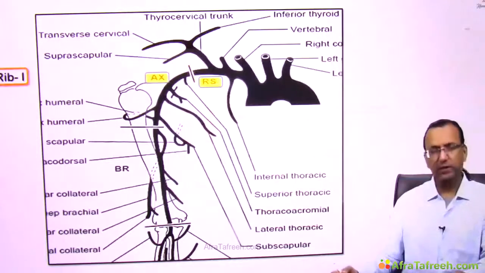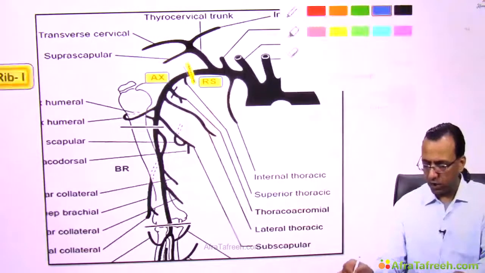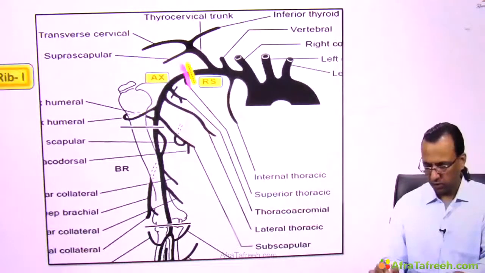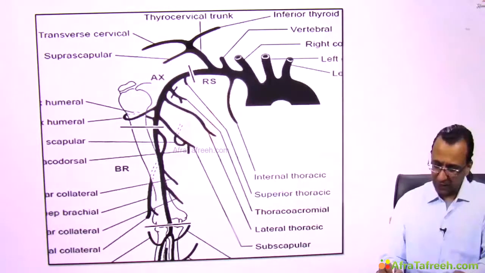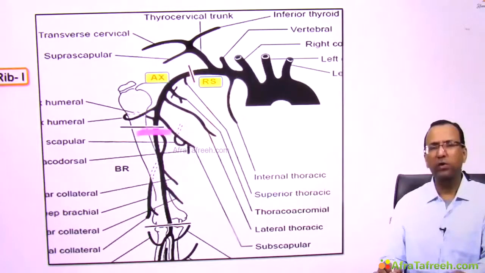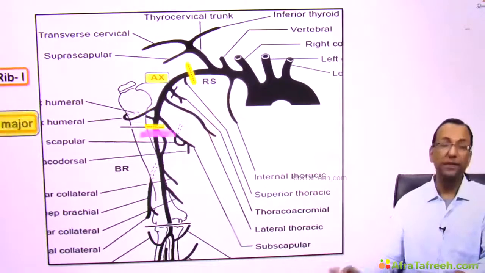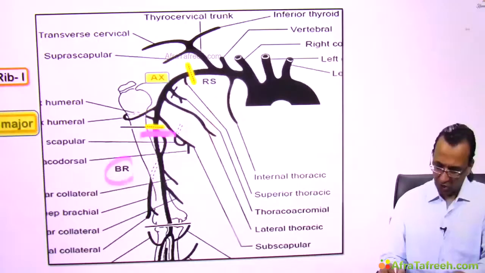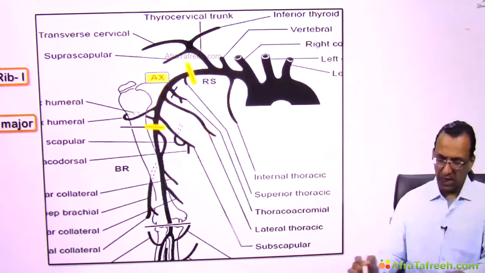Now as you move further, this is the outer border of the first rib, and after crossing the outer border of the first rib, the subclavian artery will enter the axilla to become the axillary artery. Starting from the outer border of the first rib and reaching the lower border of the teres major, that is the extent of the axillary artery, because after that it will become the brachial artery in the brachium, the arm. So this is the axillary artery.